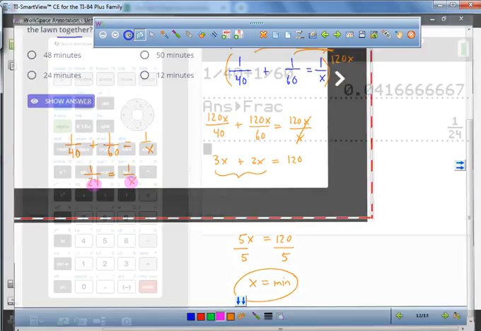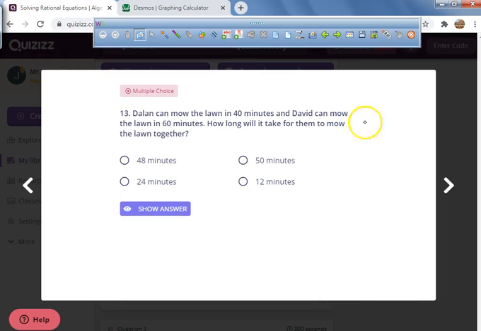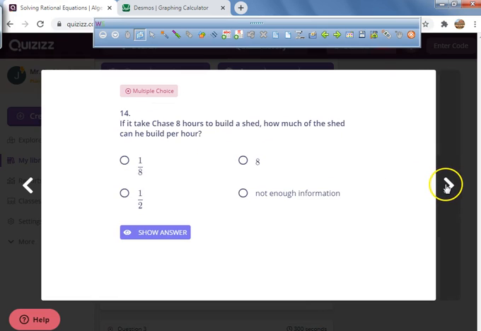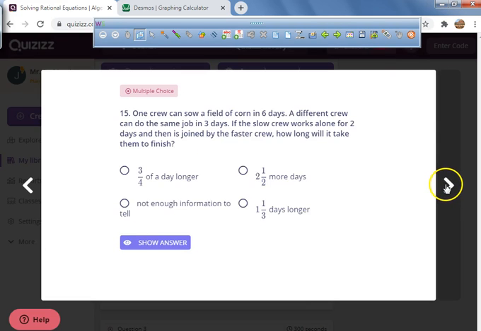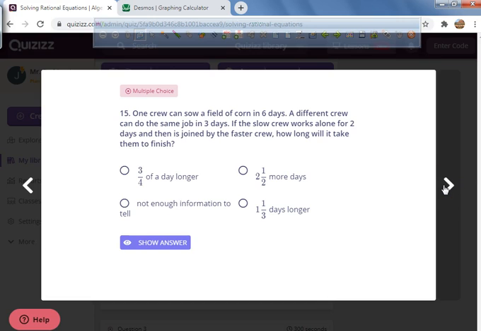So that's how you do rate problems, or work problems, that is. Now, I'm going to do one more because this one's kind of tricky. So we have a slow crew and we have a fast crew. This will be the last problem that we do together.